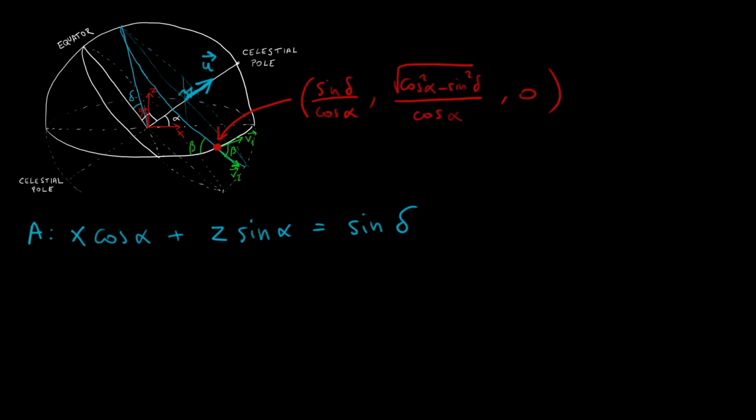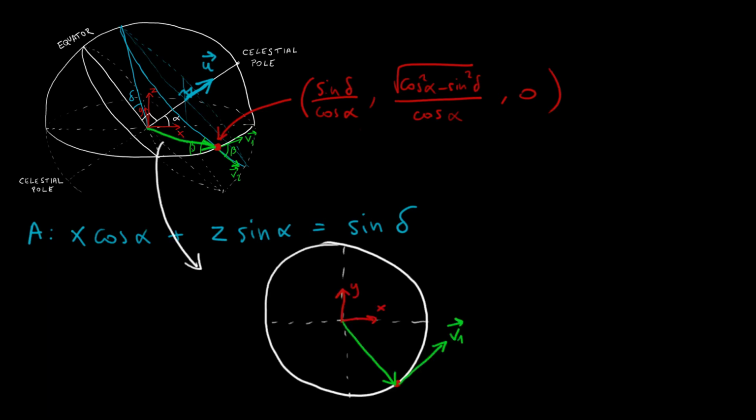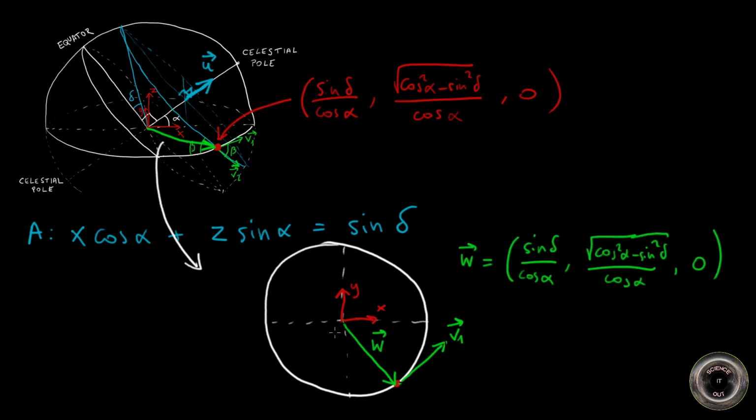Now that we know the coordinates of the point, we can figure out the vector v1. To do that, let's focus on the circle within the horizontal plane. v1 is a vector tangent to that circle. The coordinates of the red point, on the other hand, are equal to the coordinates of the vector from the origin to that point. Let's denote that vector by w. Now to figure out the coordinates of v1, let's look closely. Both v1 and w vectors are unit vectors, and v1 is perpendicular to w.